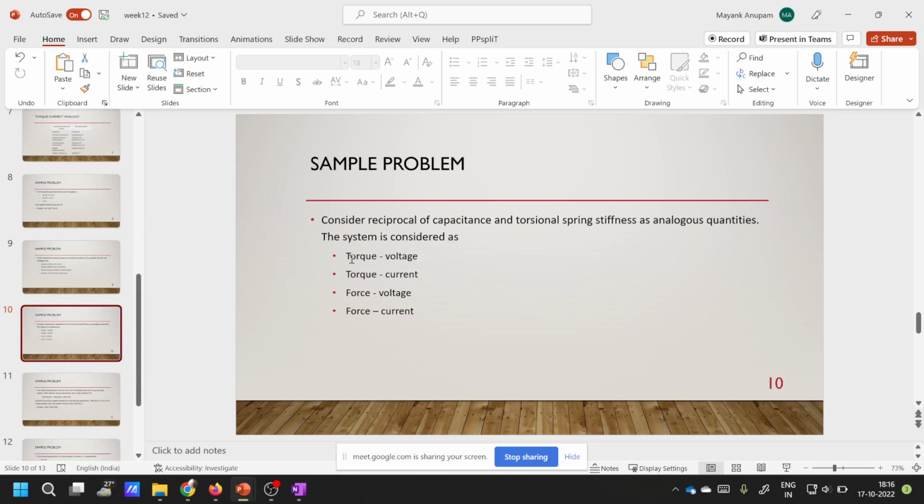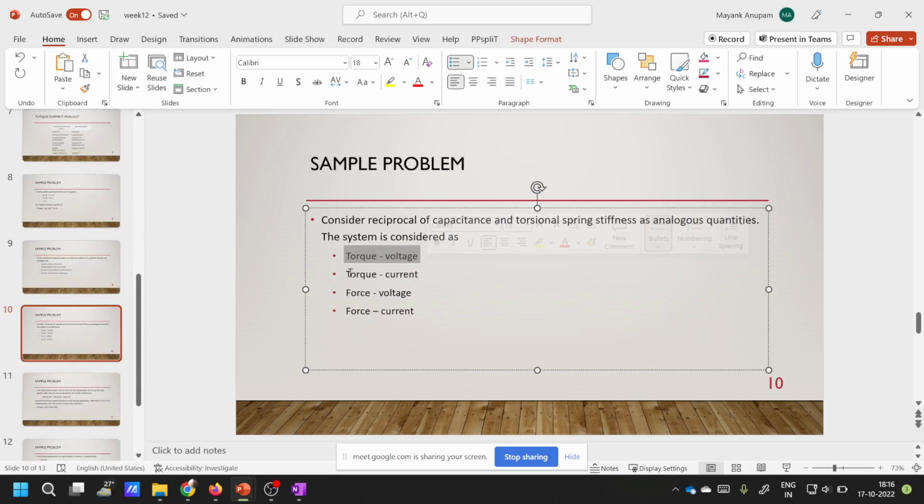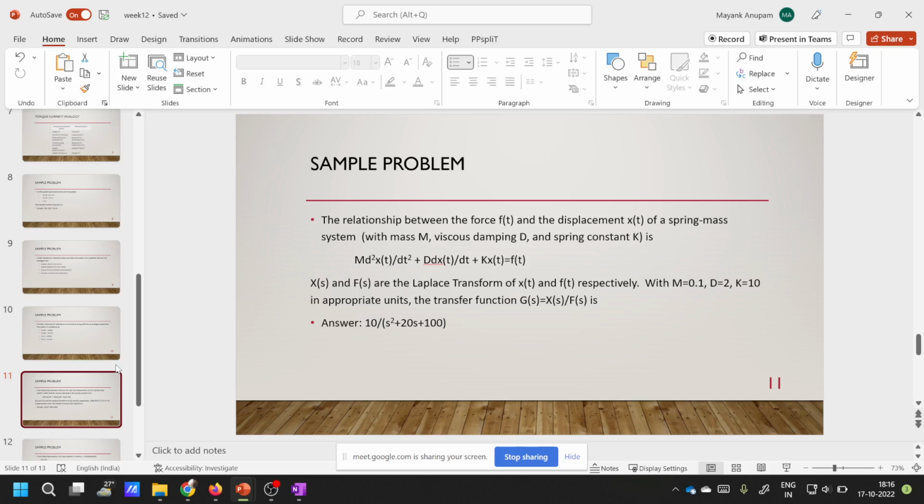Fine. So again, the first option is correct. The last three options, these are not correct. Torque current is not analogous. This is only torque voltage. Okay. Moving on to the next question.